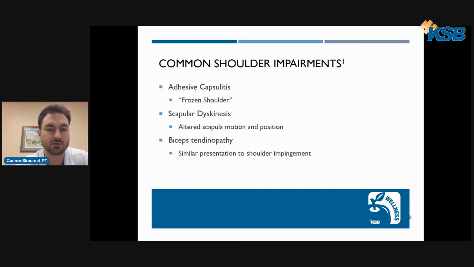Adhesive capsulitis, that's the frozen shoulder that many of you have probably heard of. Basically, it's an adhesion of that joint capsule that limits your overall range of motion. It can be painful, stiff. Scapular dyskinesis, that's basically poor movement of the scapula in terms of position and just global motion. And then lastly, biceps tendinopathy, similar presentation to shoulder impingement. So the biceps tendon has some acute or chronic inflammation, and you're going to get usually anterior or front of shoulder discomfort.